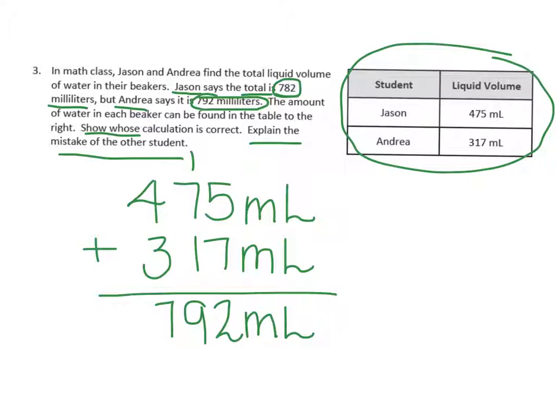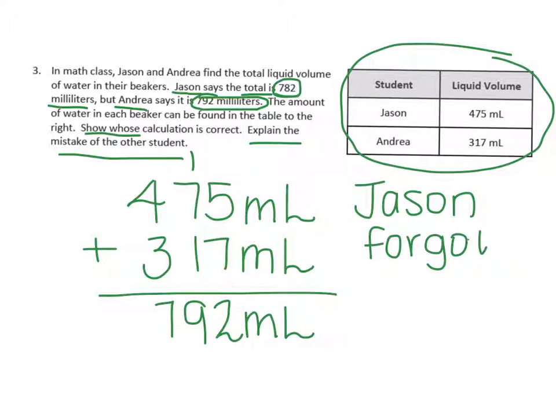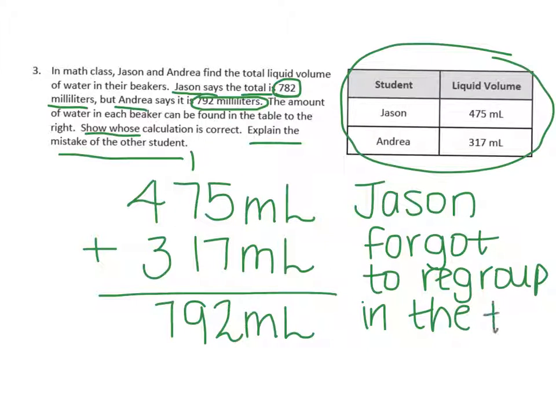So what I'm thinking is that Jason forgot to regroup in the tens place.